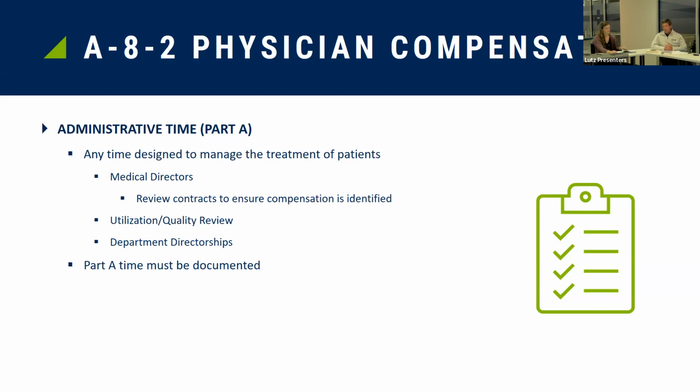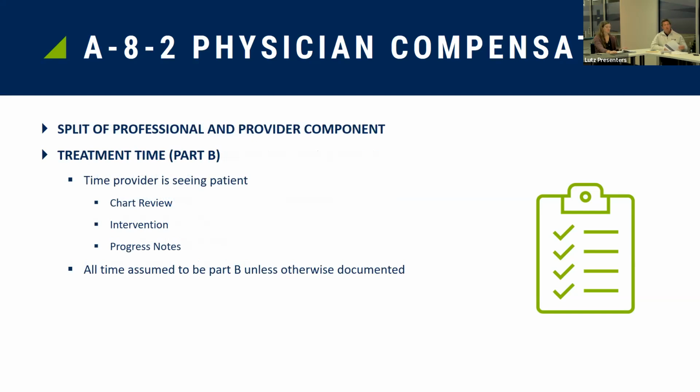So if the time or the specific salary, say for example $1,000 a month, $2,000 a month, $3,000 a month, is not specifically noted and you just move some money, you will probably find yourself on the wrong side of an audit adjustment on the cost report. And then the thing that Medicare really digs into is the split. If you have physician compensation, how are you splitting your professional and provider component time? And specifically, we're talking about treatment time, Part B.